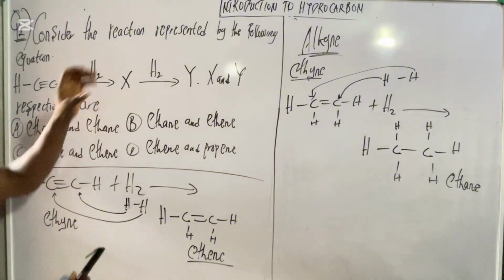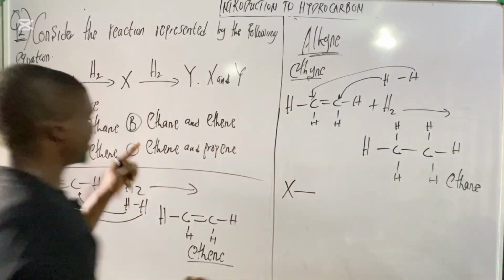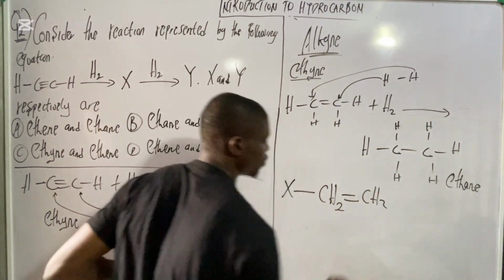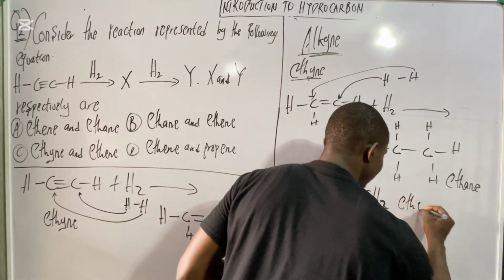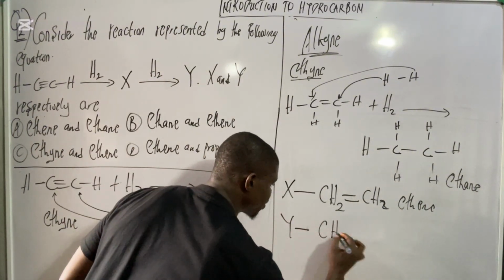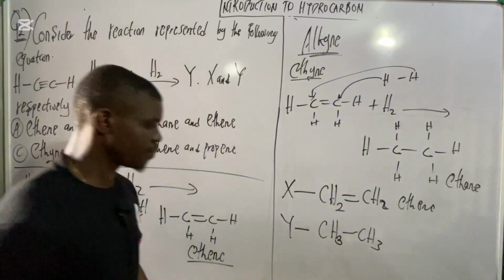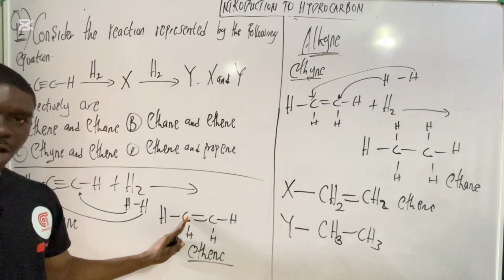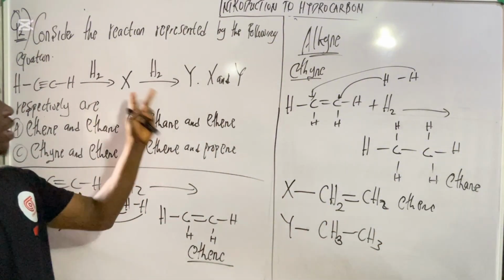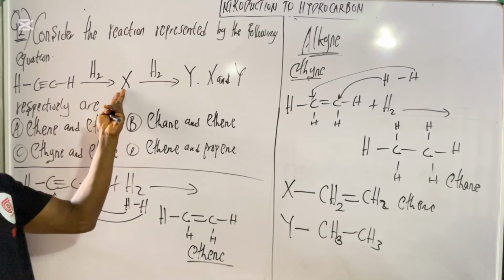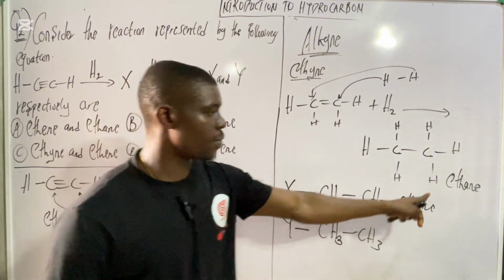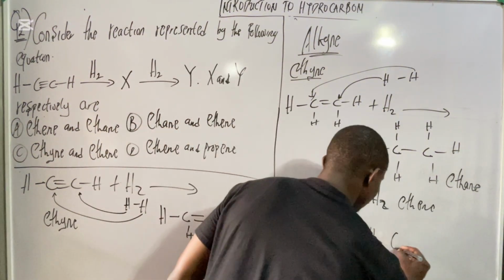In the sense that my X is equal to CH2=CH2, which is ethene. Then my Y is CH3CH3. So this one here, how many carbon atoms? Here we have 2 carbon atoms and 2 hydrogens, so that we have CH2=CH2, which is the X, right? Because when you go from X, which is this ethene, and react with hydrogen again, you get ethane. This one is ethane.